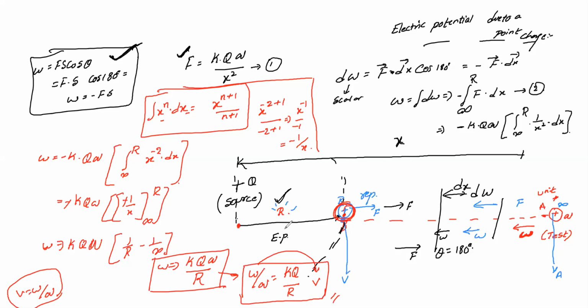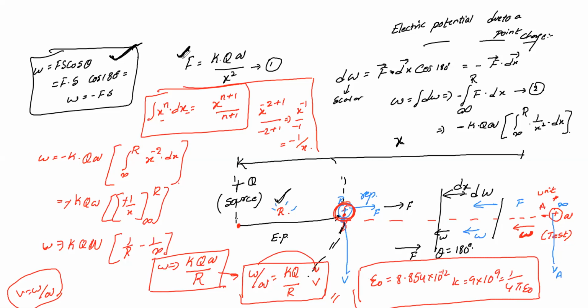Remember it. This relation is important. Always remember that whatever terms we are discussing here, we are discussing in vacuum. Epsilon naught is equal to 8.854 into 10 power minus 12, and the K value is 9 into 10 power 9, which is equal to 1 by 4 pi epsilon naught. So just take these relations now. If you have any doubt, please ask me later.